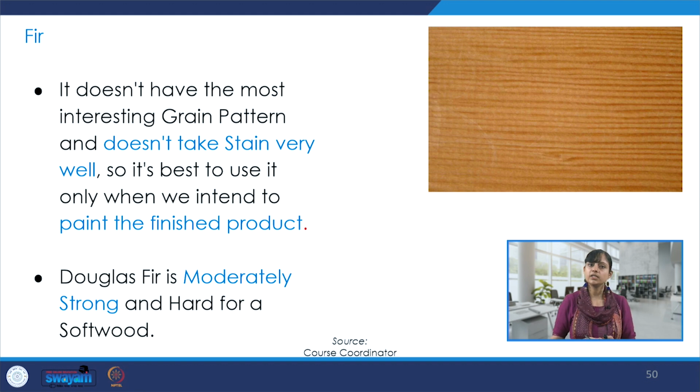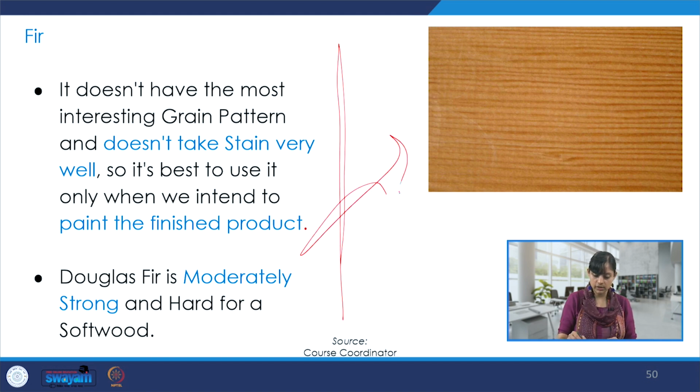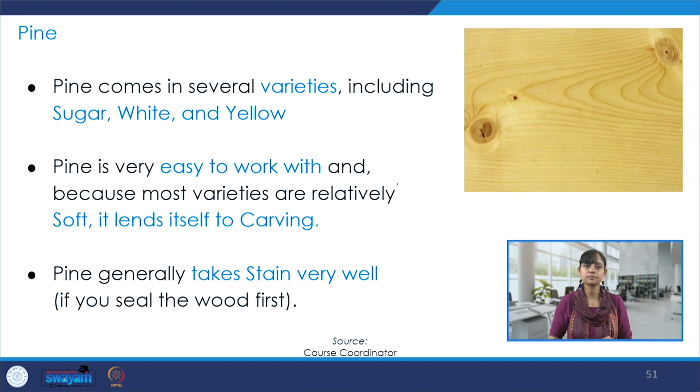It doesn't have a very interesting grain pattern. It doesn't take stain very well, so we can intend to paint the finished product. It is moderately strong, and it is considered a hardwood within the overarching umbrella of softwoods. So this is accordingly chosen, and you can use it for construction of buildings.